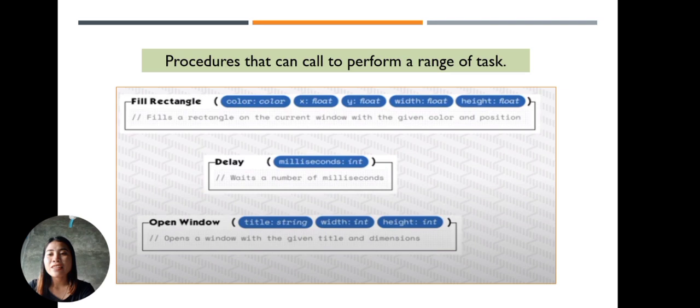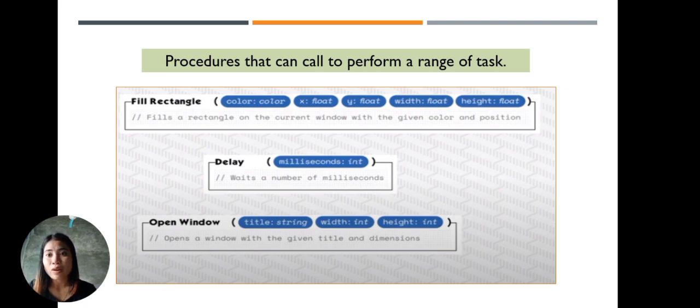In the task "draw a house," this is the range of tasks. When we say "fill rectangle," it is the identifier. And the parameters are the color, the x, which is float, the y, which is float, the width, which is float, and the height, which is float. Note that float is one of the data types of computer programming. So in that one, we have it fills a rectangle on the current window with a given color and position.